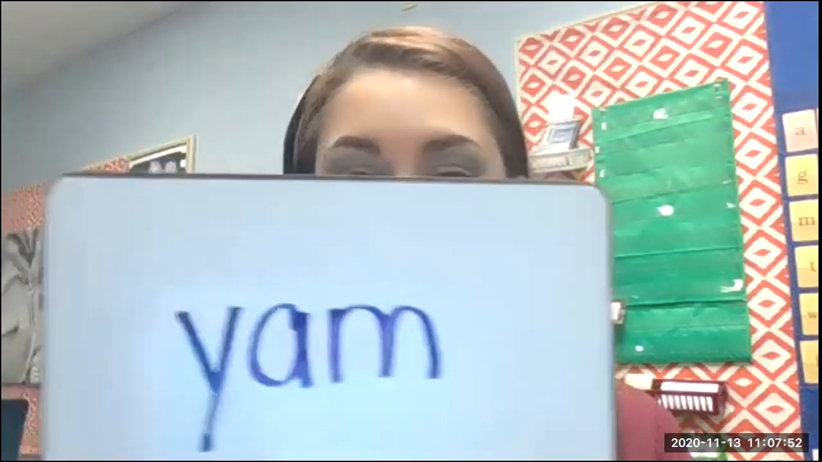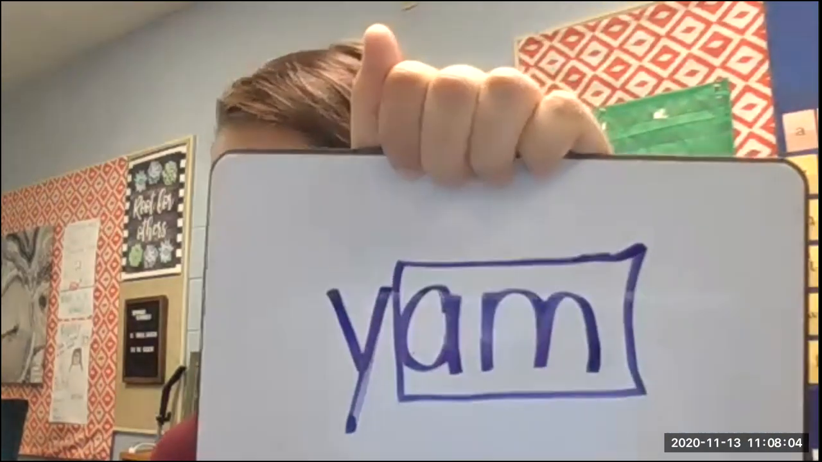Number 5. Yam. Does yours look like mine? If not, erase and fix. Make sure you get that Y at the beginning for y. And box in your welded sound, am. And it looks like this. Y, am, yam.